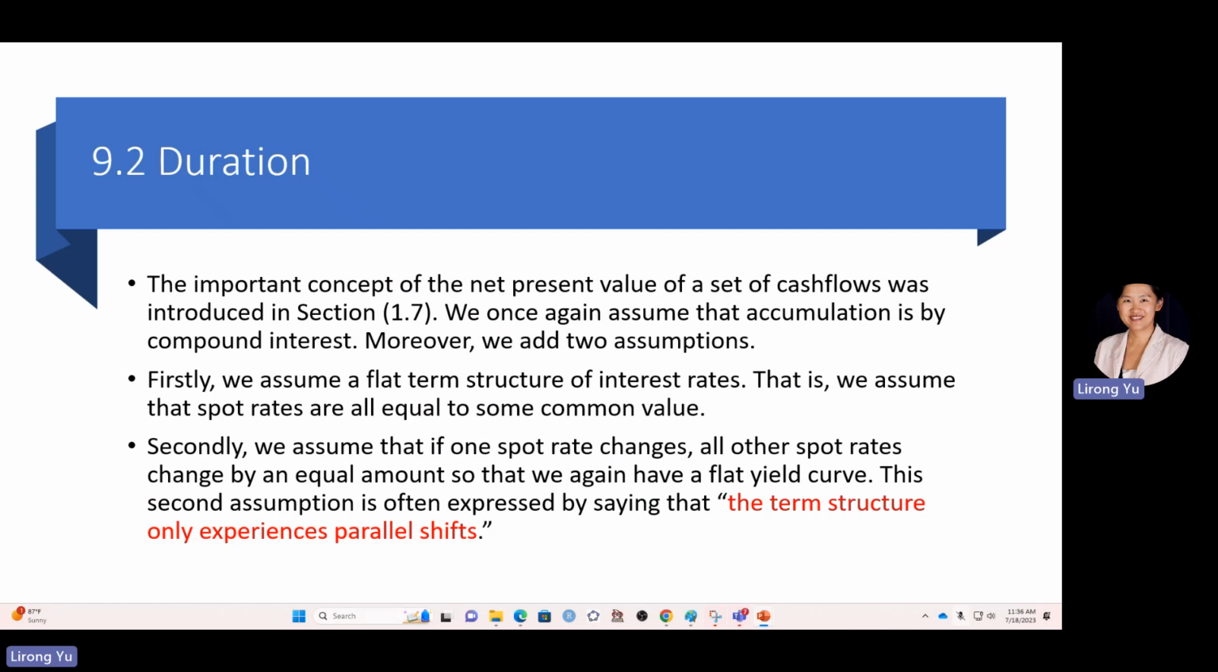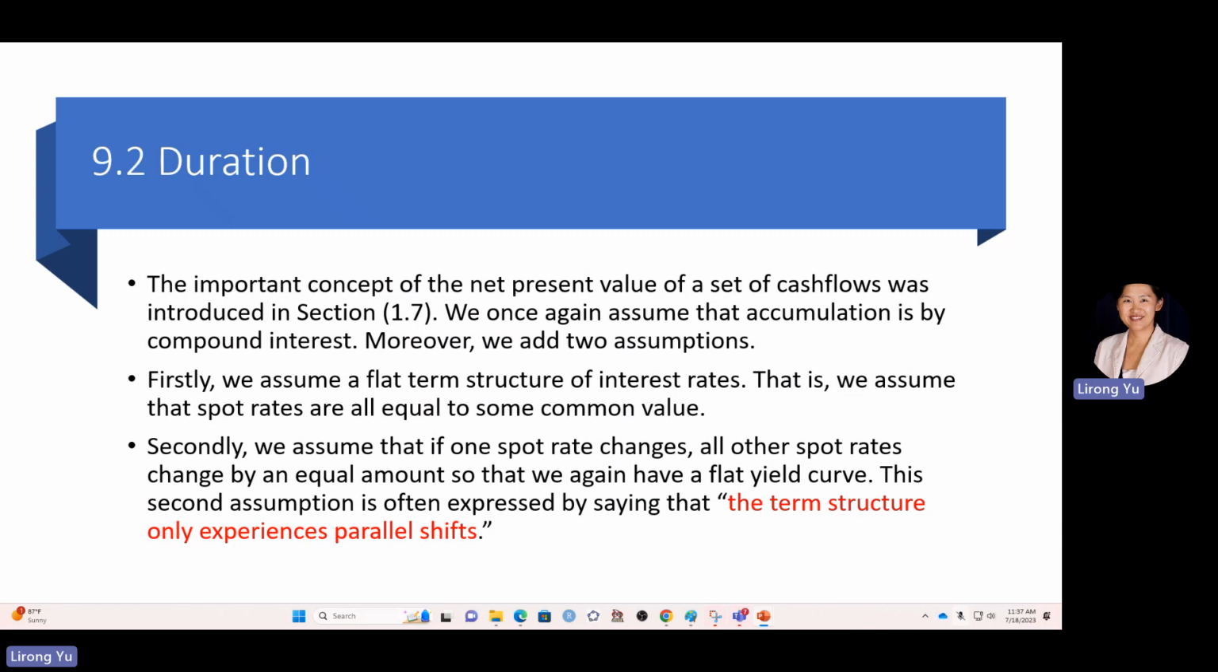One of the important concepts that we just did is the present value of a set of cash flow, and we assume that accumulation is by compound interest. We add two assumptions. First, we assume a flat term structure of the interest rate. That is, we're assuming the interest rate did not fluctuate. We're assuming the spot rates are all equal. And that is an assumption that may not be true in real life.